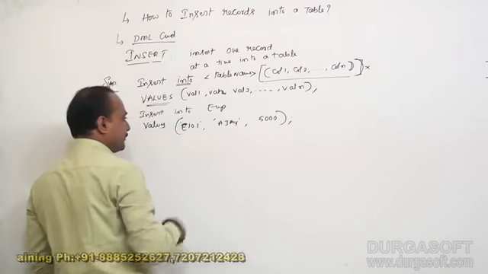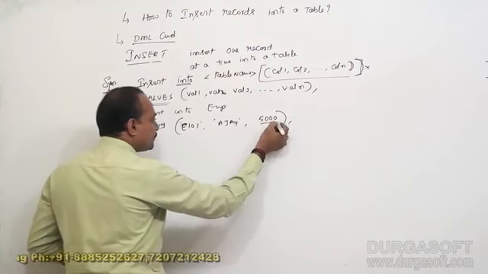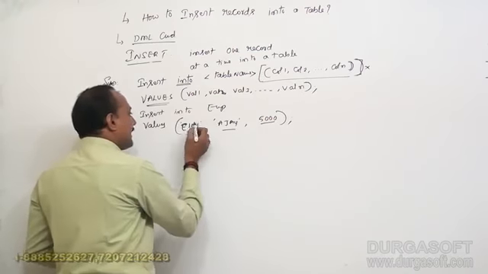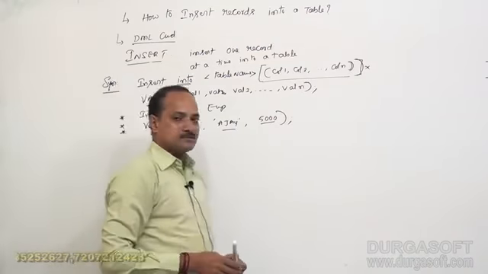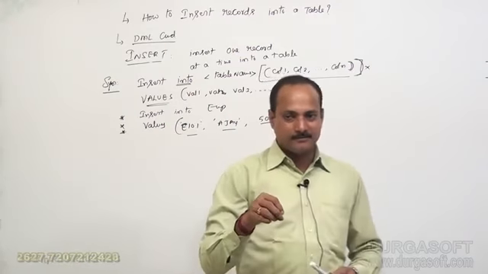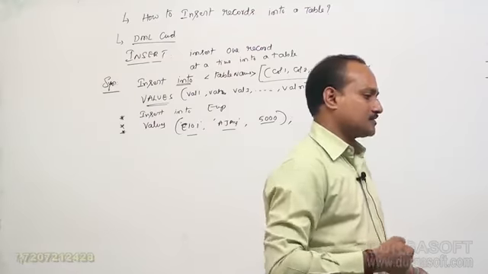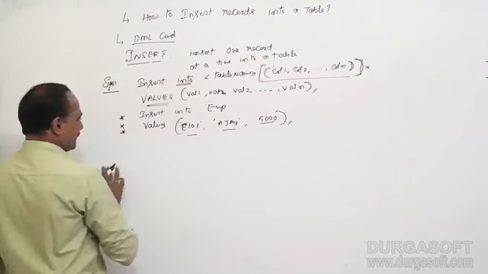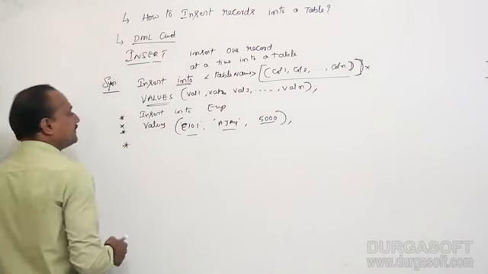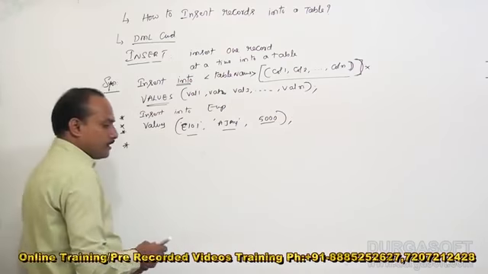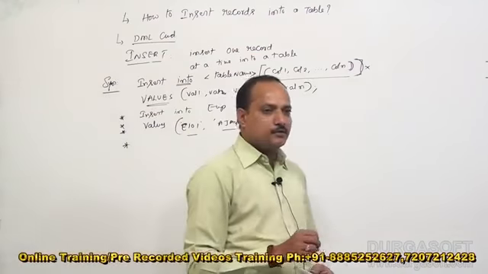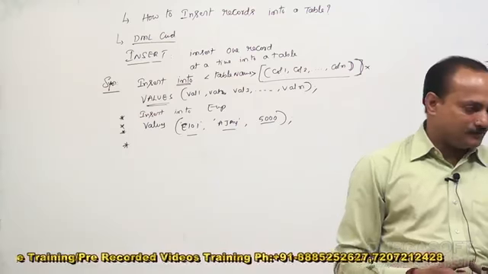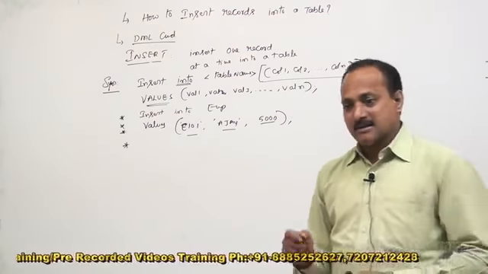Third point: 5000 is not included in single quotes, while Ajay and employee ID are included in single quotes. Character values and date type values should be maintained in single quotes. Next, one more point. While inserting data, if you miss a value in a column, that missed value is considered as a null value.